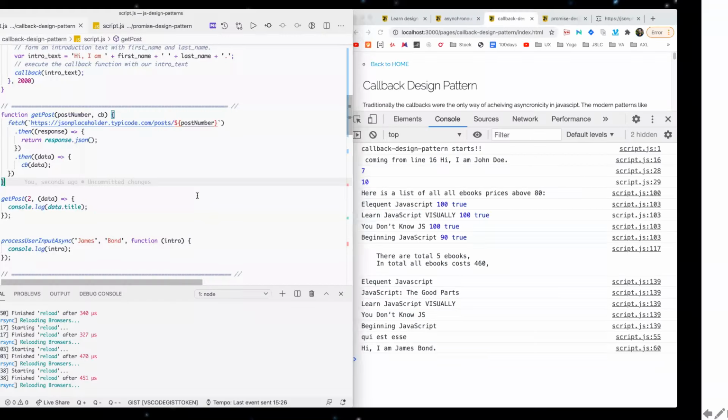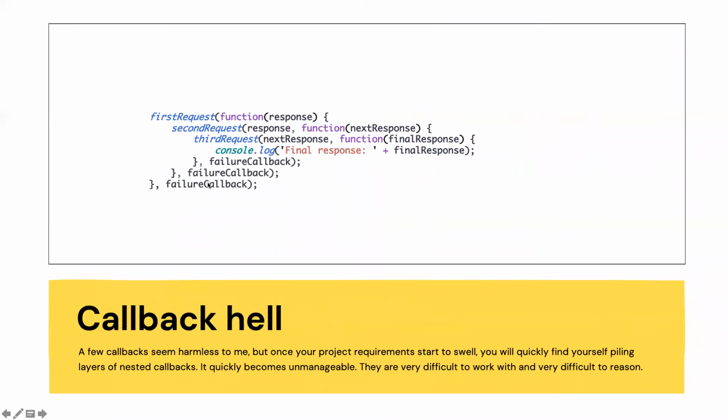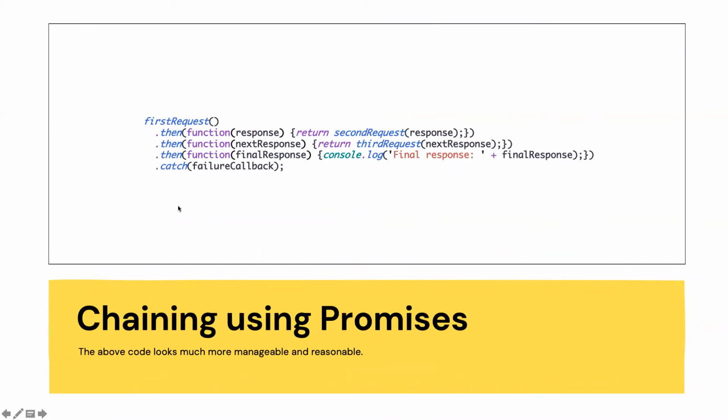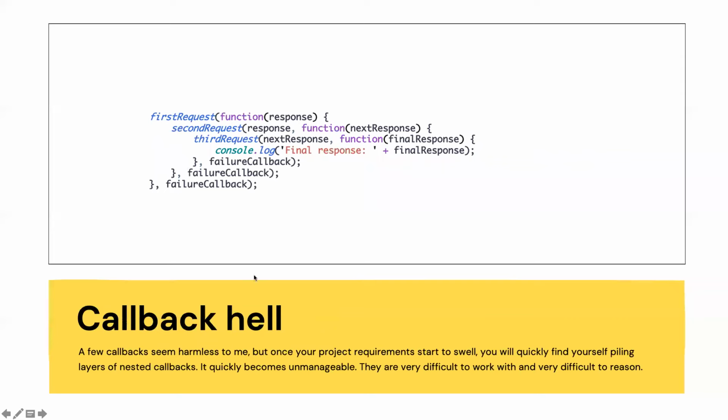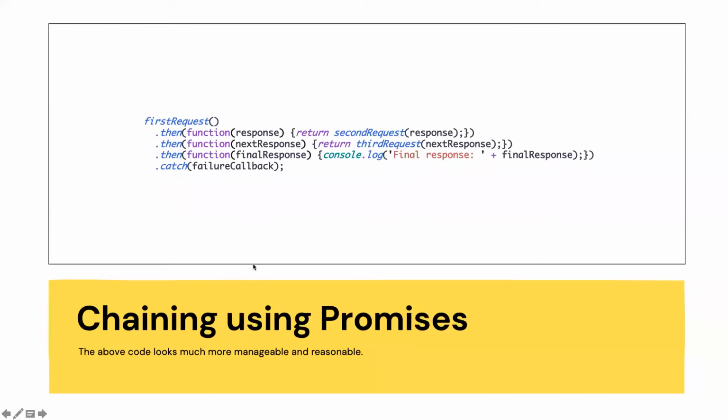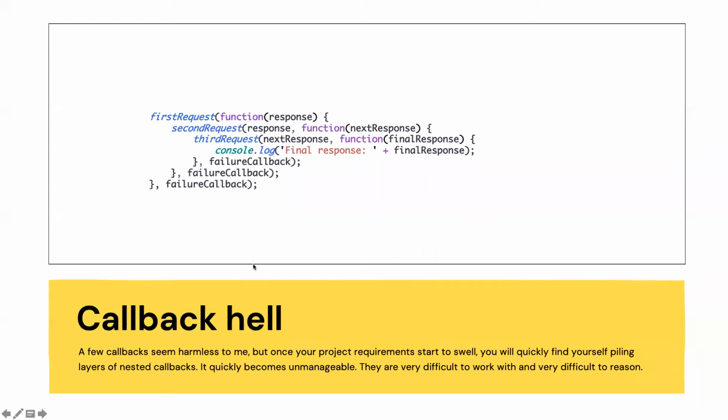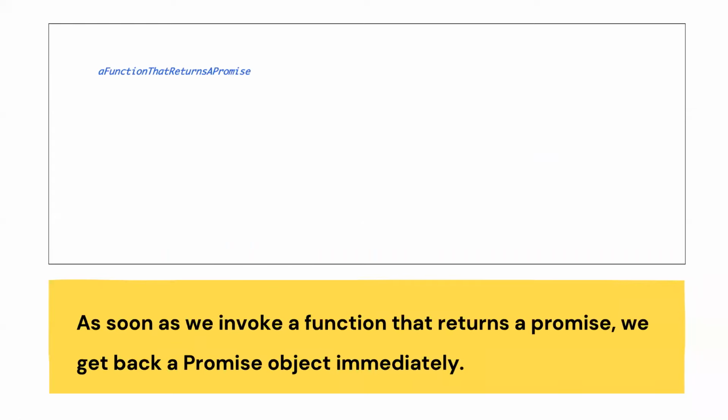So these were nesting. If we look at callbacks, these were nesting, and this is chaining. In promises, we chain the thens instead of nesting the callbacks. So it's much more intuitive and much cleaner than callbacks. There is a function that returns a promise. Whenever we invoke that, this is the mindset behind promises. If we understand the mental model of how promises work, things will make much more sense to us.